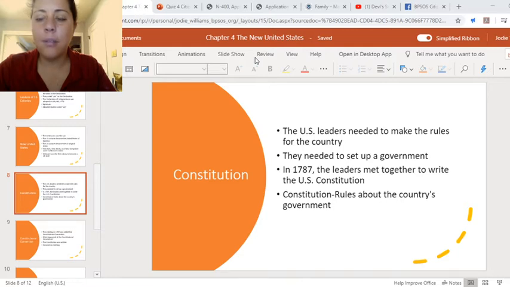Okay? Well, in 1787, the leaders met together to write the U.S. Constitution. What does Constitution mean? Can you remember what Constitution means? Please write your answer in the comments. Constitution means rules about the country's government. Okay, rules about the country's government.